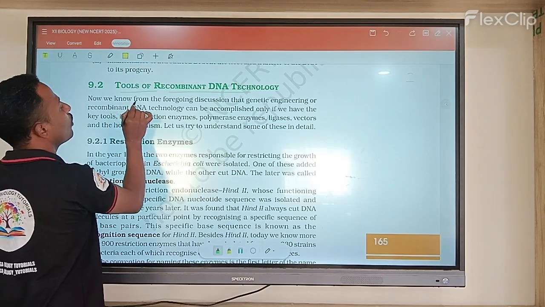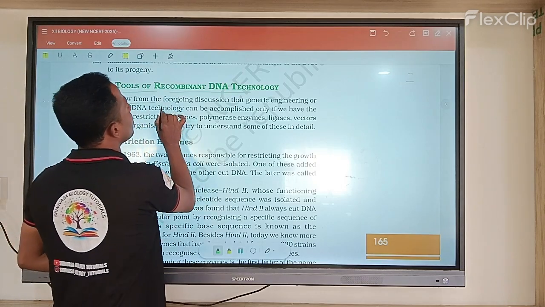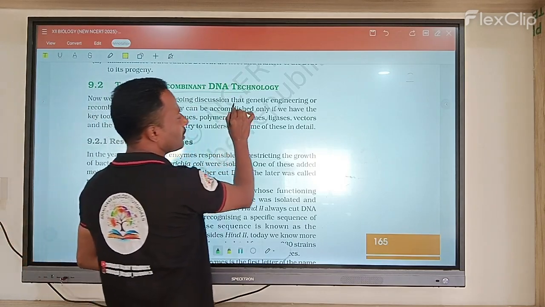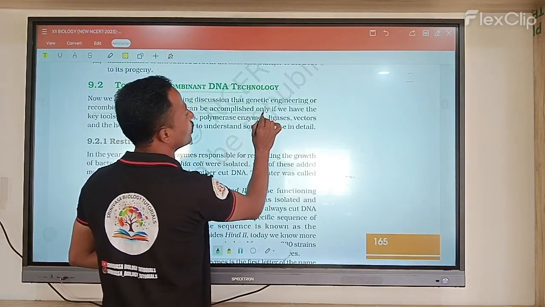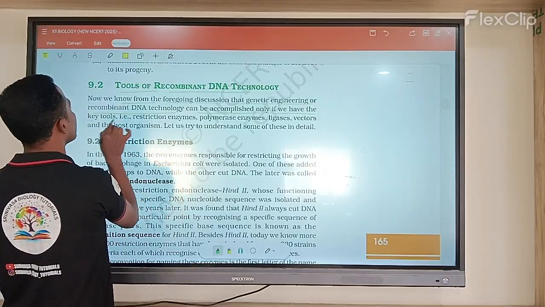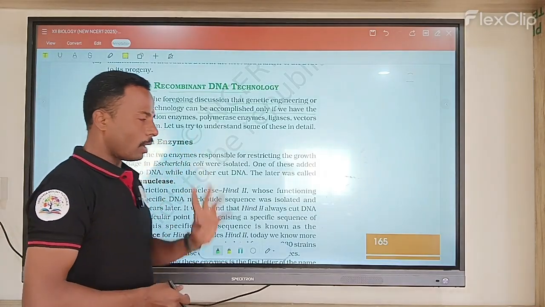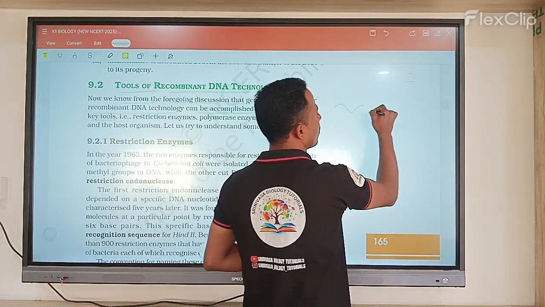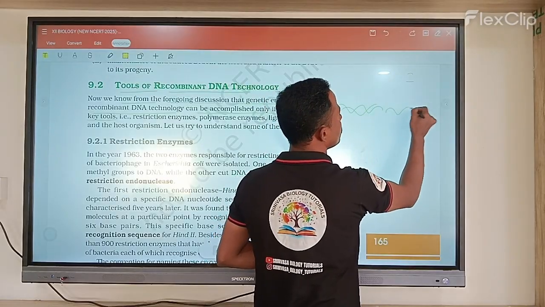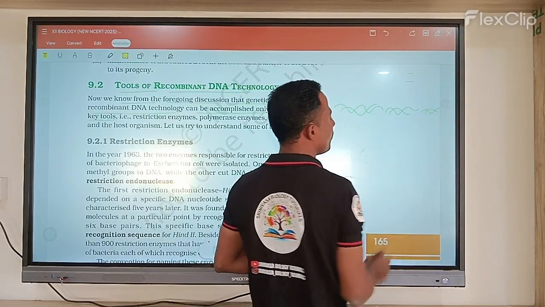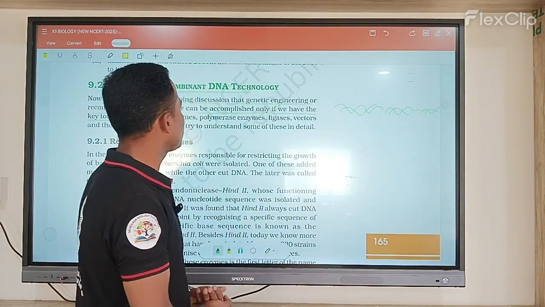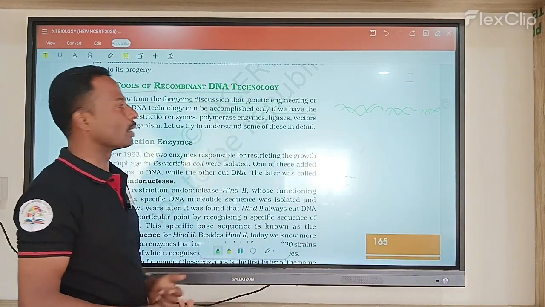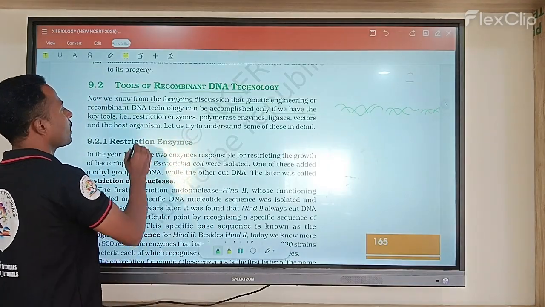Now we know from the foregoing discussion that genetic engineering or recombinant DNA technology can be accomplished only with key tools. So before we make a recombinant DNA, we require some tools. Am I right? See what type of tools we require. Let's note them down.